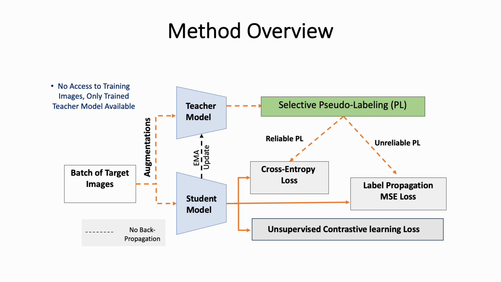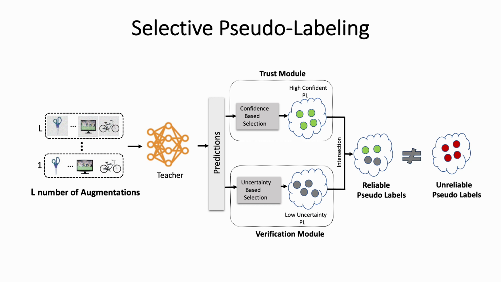So we use a selective pseudo labeling strategy where we get the pseudo labels from the teacher model and separate them into reliable and unreliable groups. We use cross entropy loss for the reliable group of pseudo labels and label propagation loss for the unreliable pseudo labels. We also use the unsupervised contrastive loss to learn unsupervised features from all of the samples. For separating the pseudo labels into two groups, we first apply L number of augmentations and get the predictions from the teacher model. After that we take the high confidence and low uncertainty pseudo labels as the reliable group of samples, and the rest of the samples are unreliable samples.